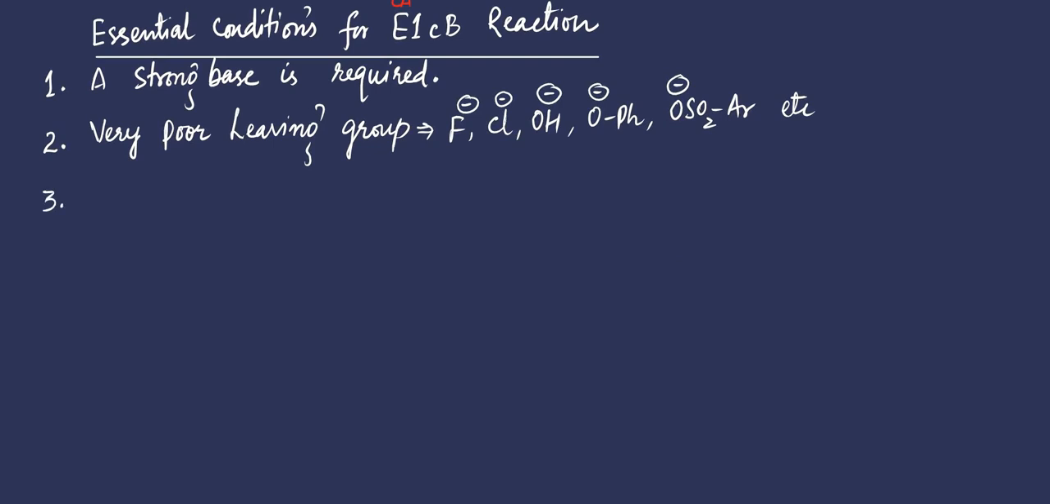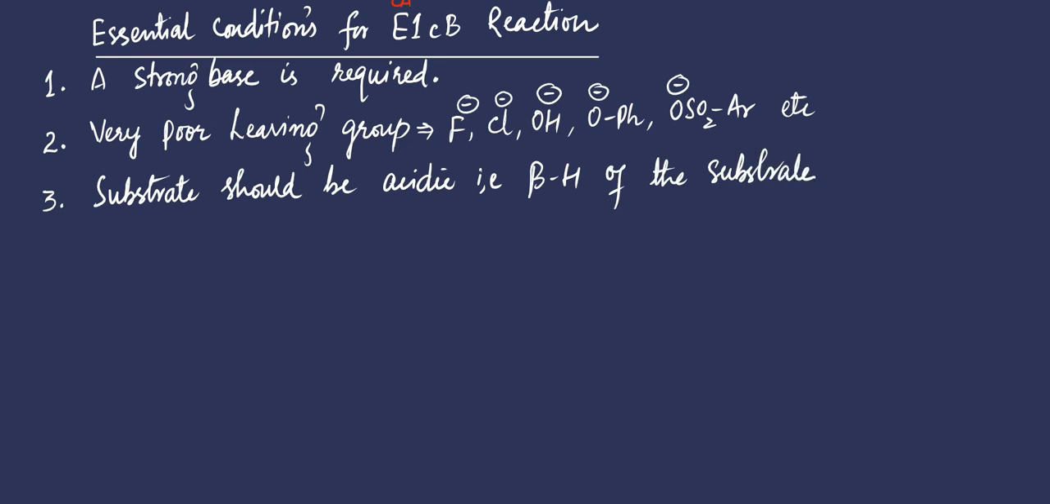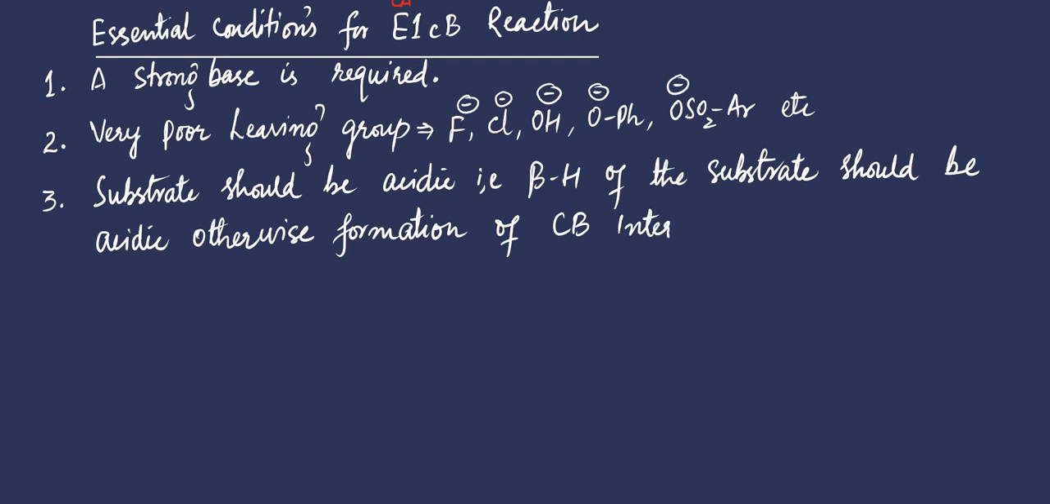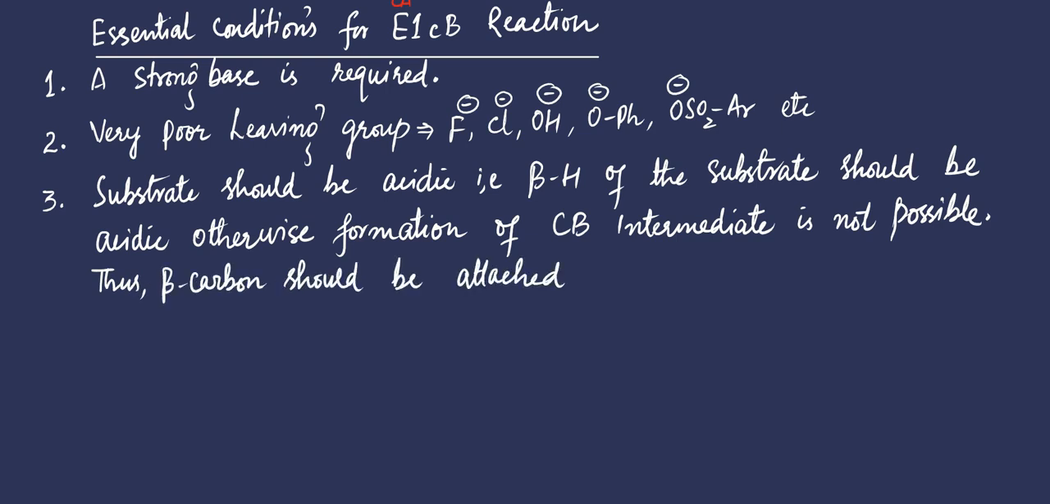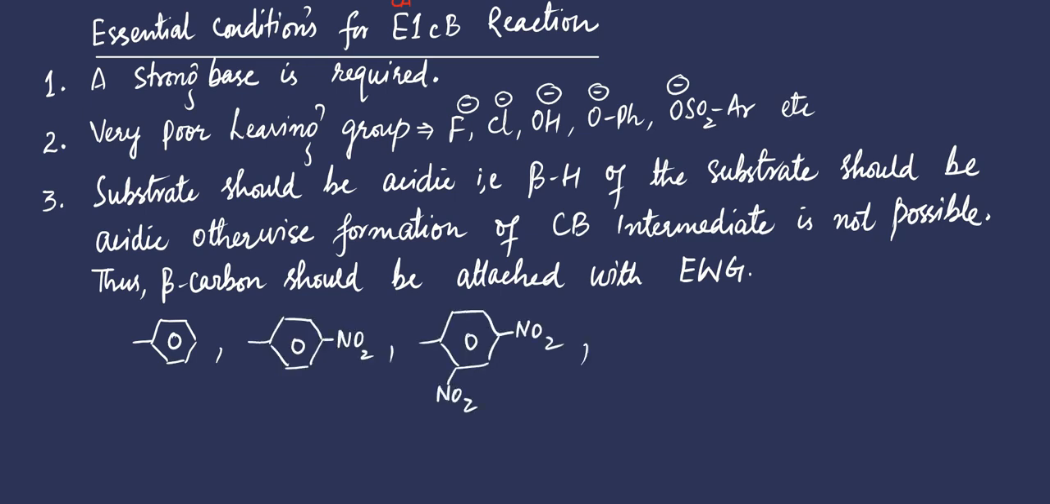The third condition is that the substrate should be acidic, that is, the beta hydrogen with respect to the leaving group of the substrate should be acidic. Otherwise formation of the carbanion conjugate base intermediate is not possible. For the beta hydrogen to be acidic, the beta carbon should be attached to an electron withdrawing group. Examples of electron withdrawing groups are phenyl, para-nitrophenyl, ortho-para-dinitrophenyl, unsaturated groups like carbon-carbon double and triple bond, carbonyl group, or cyano group, etc. Let us understand E1cB elimination with some examples.